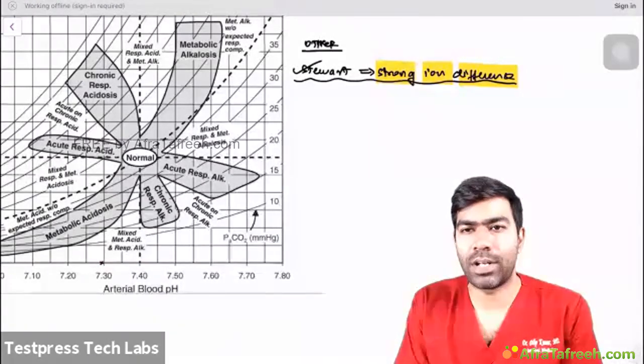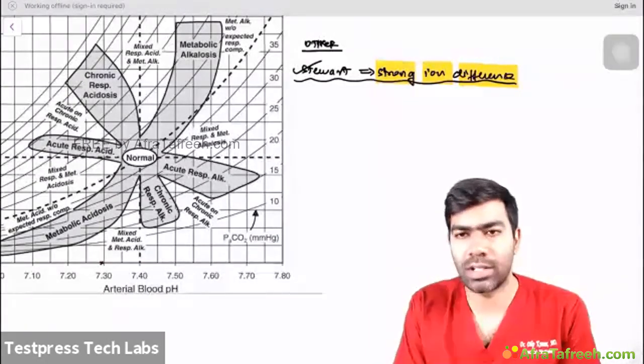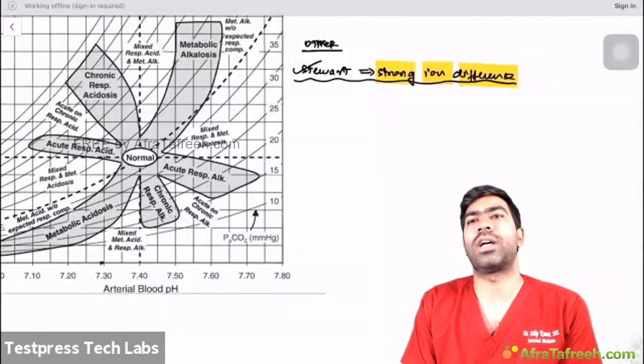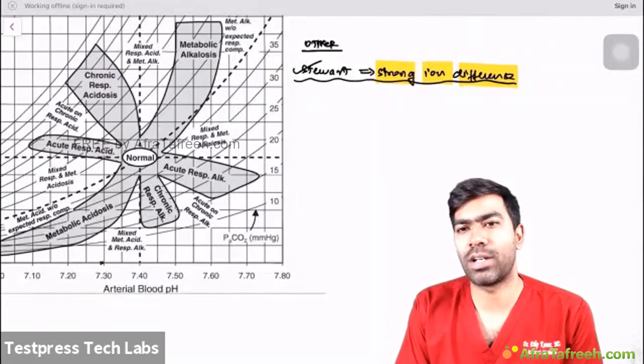BUN creatinine ratio interpretation is something we have to discuss in the kidney. We didn't discuss AKI and CKD yet. Saurav Sinha is asking about drawing blood for ABG analysis.